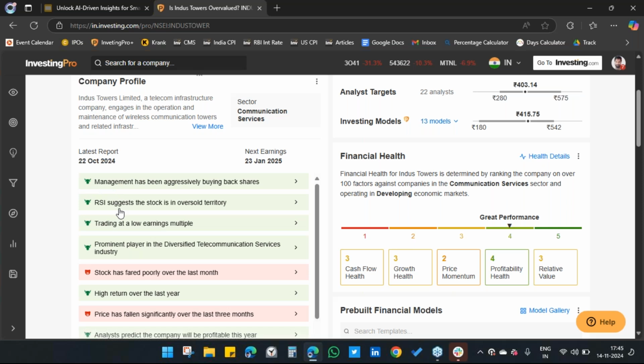Second, it says RSI suggests the stock is in oversold territory. This is the technical point. Oversold simply means the stock has fallen quite sharply in a very short span of time. That is what oversold is in technical parlance. So again, as I told you, you don't even have to look at the chart to see whether the stock is oversold, overbought, or how high or low it has risen or fallen. ProTips automatically does it for you. It automatically looks at the chart and the RSI value.